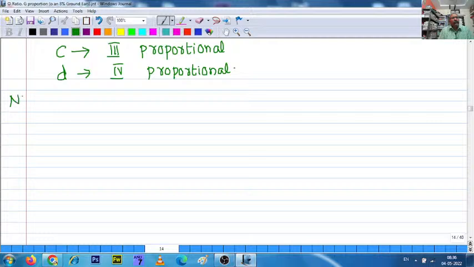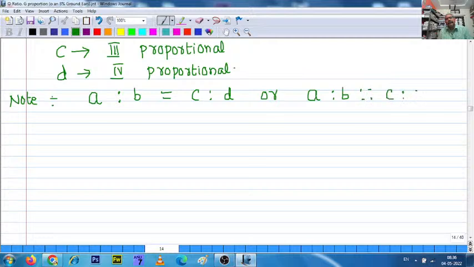And one more note: A is to B is equal to C is to D. It can be rewritten as A is to B as C is to D. If A, B, C, D are in proportion, we can write it in this way also.